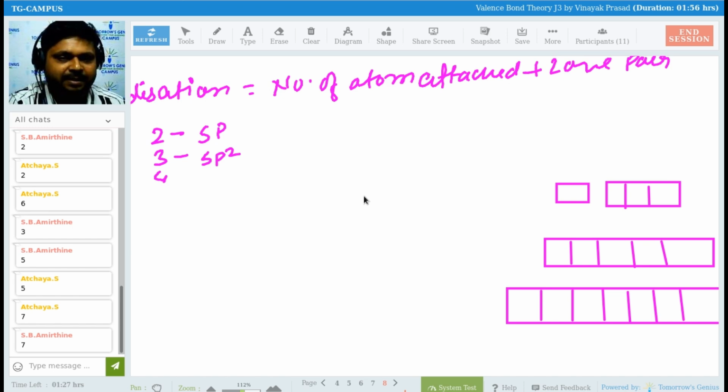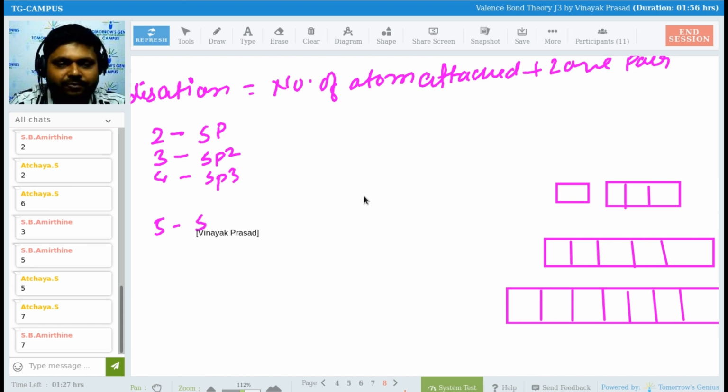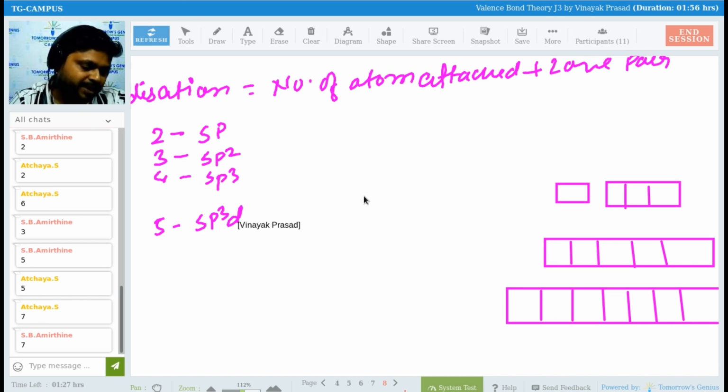So let's suppose the number of atoms is 4. If the number of atoms is 4, what will be the hybridization then? Anyone can tell me? sp3. Can we write sp3? If the number of bonded atoms is 5, then what will it be? 5 is there. 1s, 3p, and 1d will be there. Can I write sp3d? Guys, what do you say? If 5 is there, can I write sp3d?